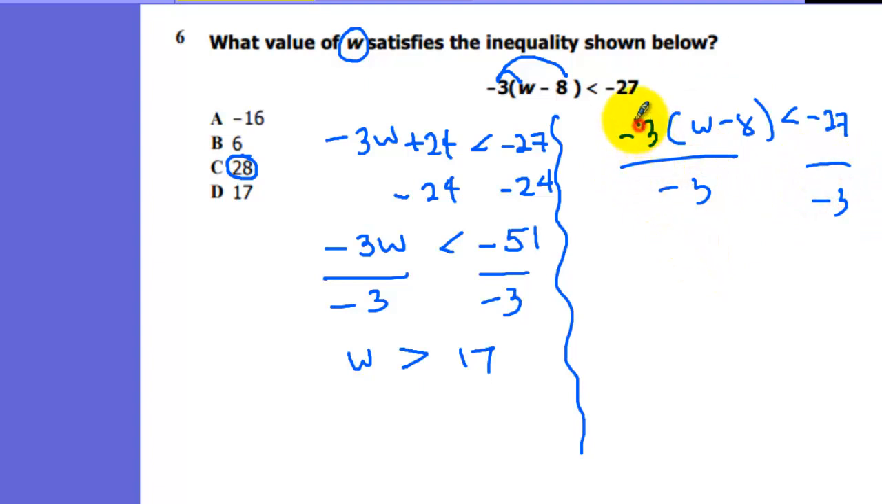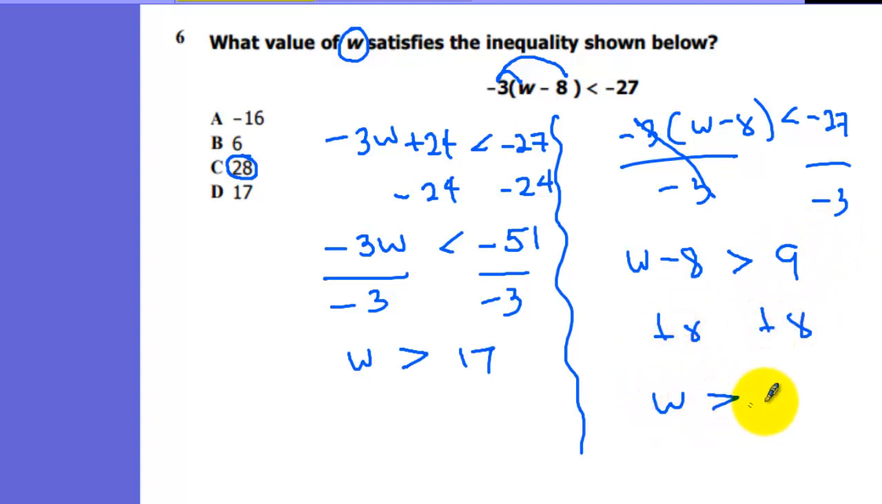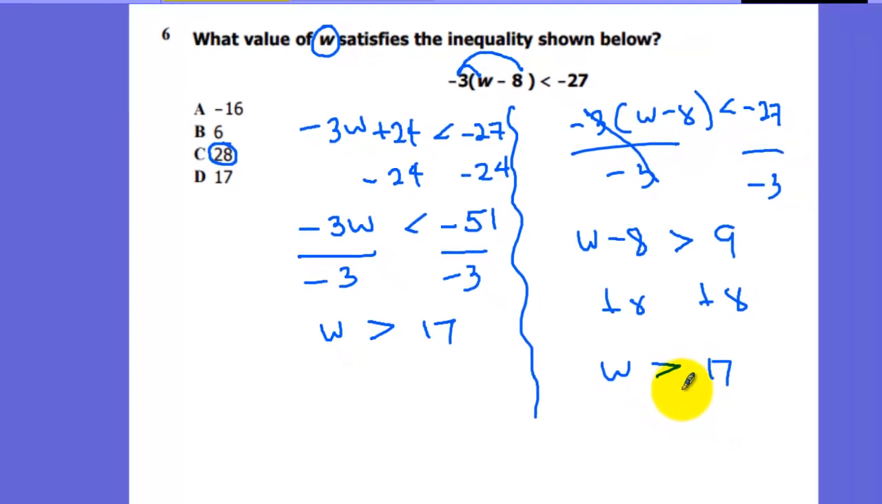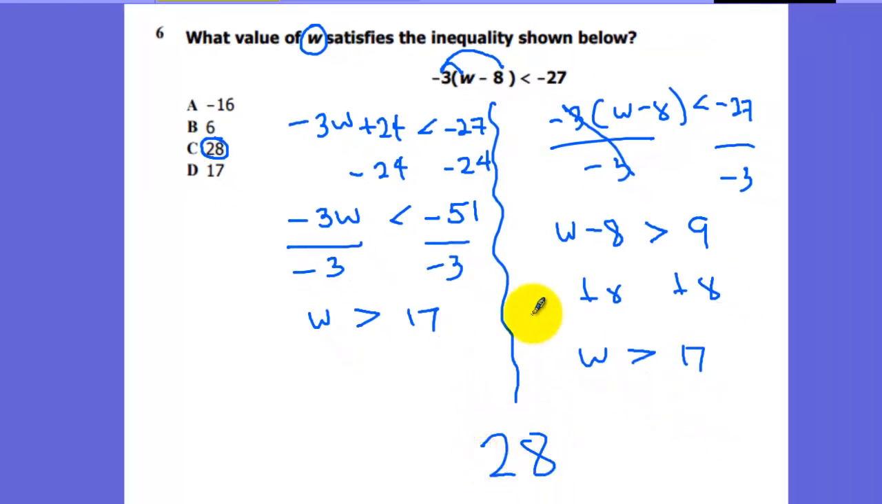So this will cancel out. We'll have w minus 8. Now we divided by negative, so I have to flip our inequality. Now negative 27 over negative 3 is equal to positive 9. Now adding 8 to both sides will get w greater than 17. And again, I have to identify the value of w that should be greater than 17. The correct answer is 28.